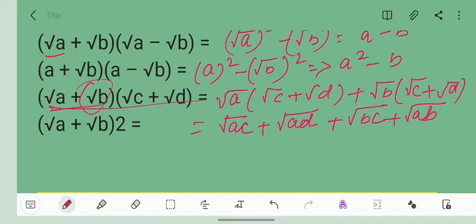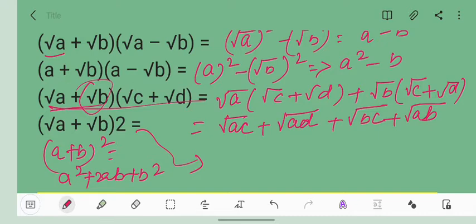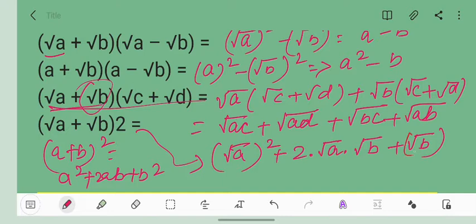Now next one is (√a + √b) the whole square. So this comes under the formula (a + b) whole square. The expansion of this is a² + 2ab + b². So based on this, the result will be (√a)² plus 2 multiplied by √a and √b plus (√b)², which is nothing but the square root of b squared. So the final answer is a + 2√(ab) + b. I hope you all have understood this point.